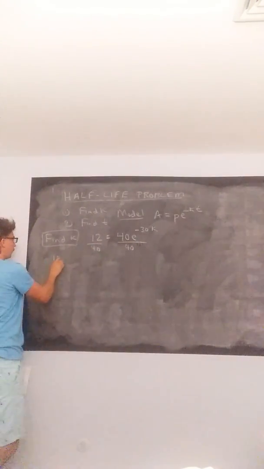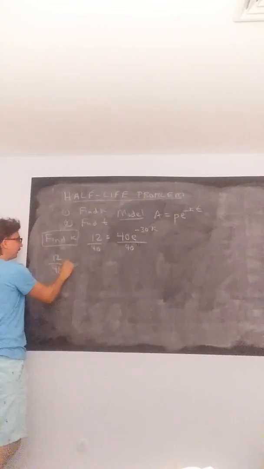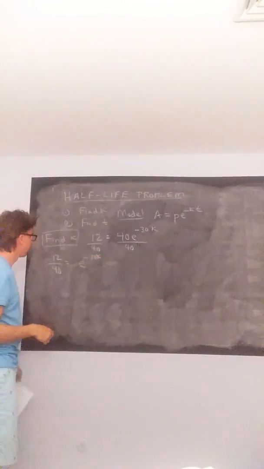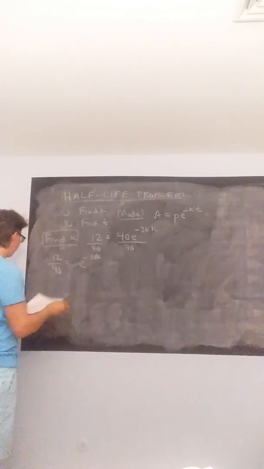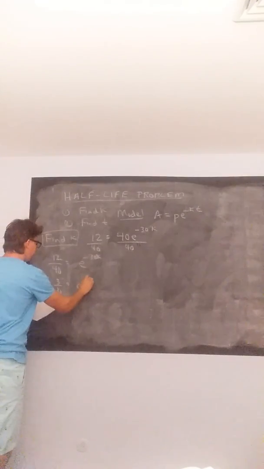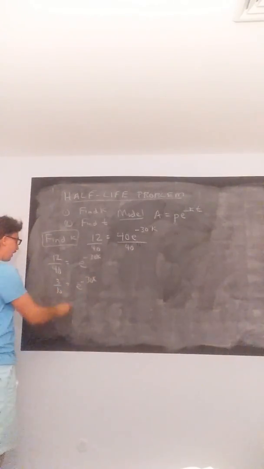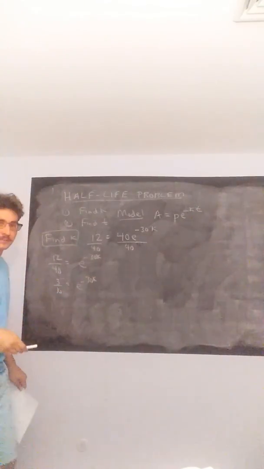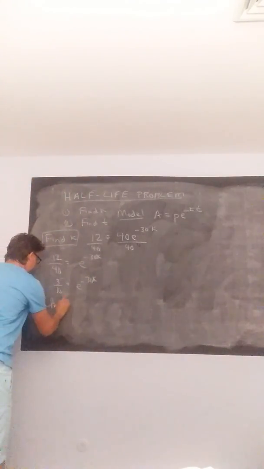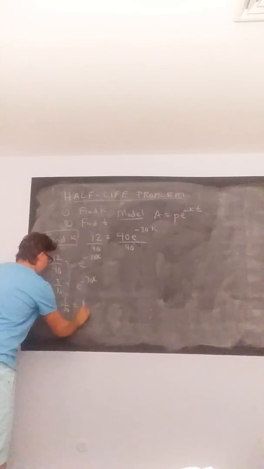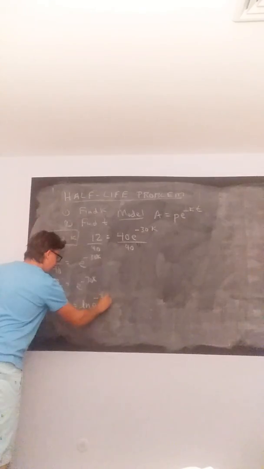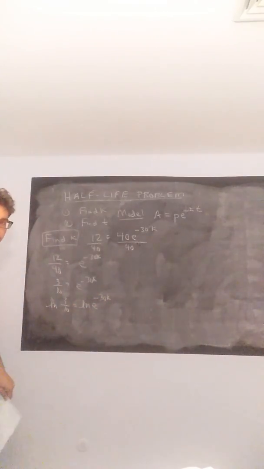You're going to get 12 over 40 equals e to the minus 30k. We can reduce that, which takes us down to 3/10 equals e to the minus 30k. Now you have a base e equation, so we're going to take the ln of both sides. We get the ln of 3/10 equals the ln of e to the minus 30k, just like that.